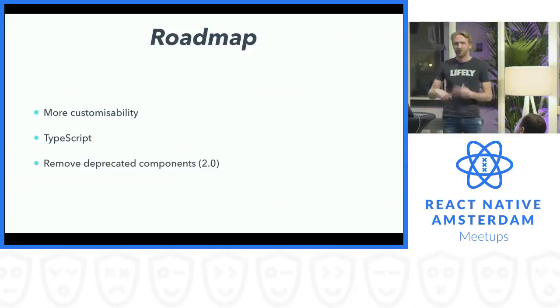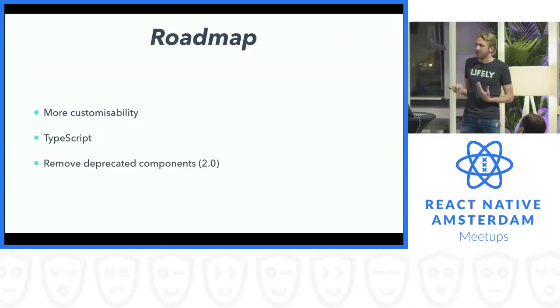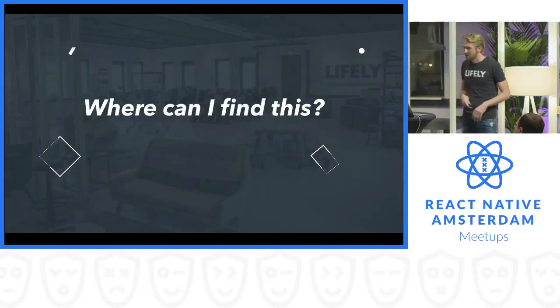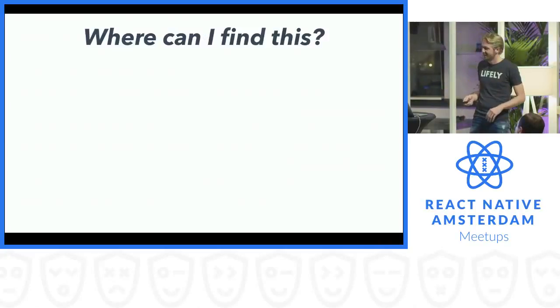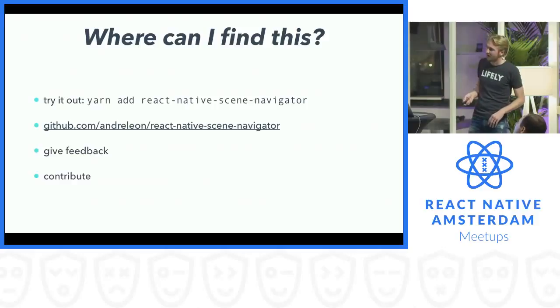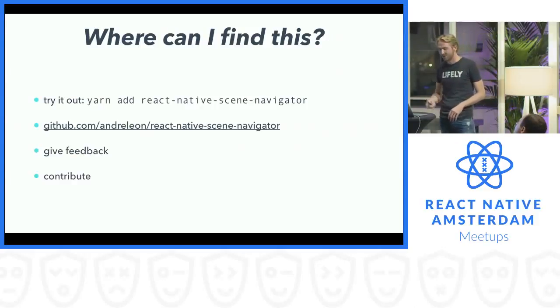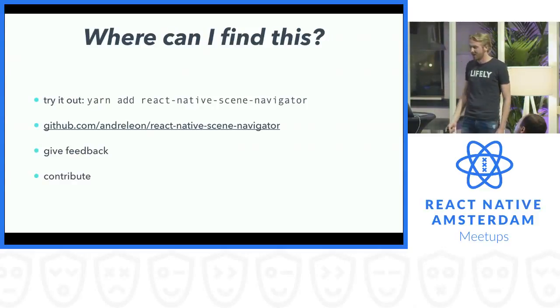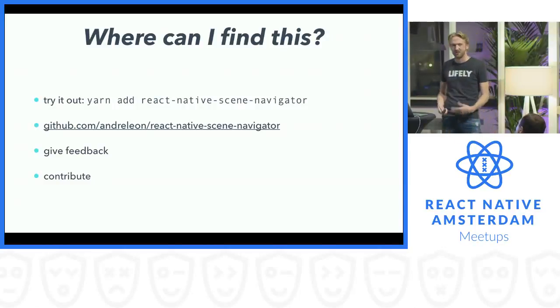We want to rewrite it to TypeScript, and as you may have noticed, we used the Navigator component from React, and that's been deprecated a couple of React versions ago. So we are in the process of writing this out in the 2.0 version. So where can you find this? Well, you can try it out with Yarn. You can find it on GitHub. And I hope you give feedback on our GitHub page and maybe contribute.